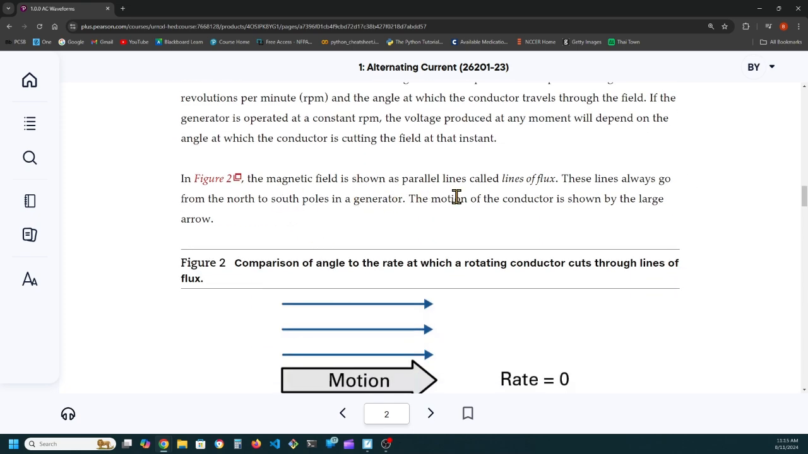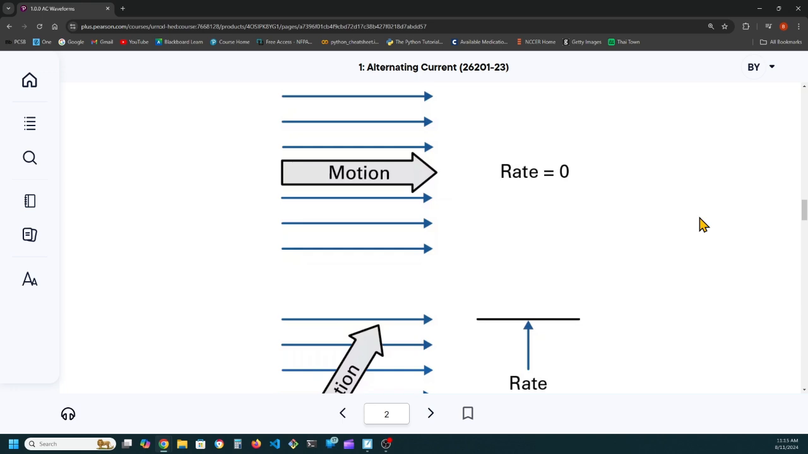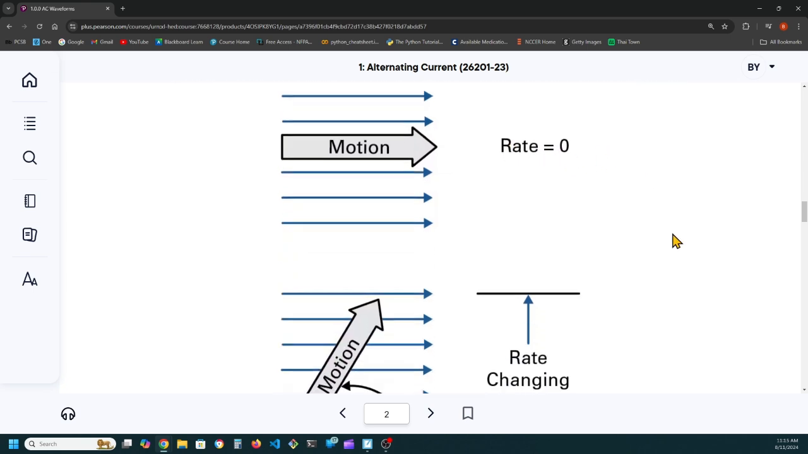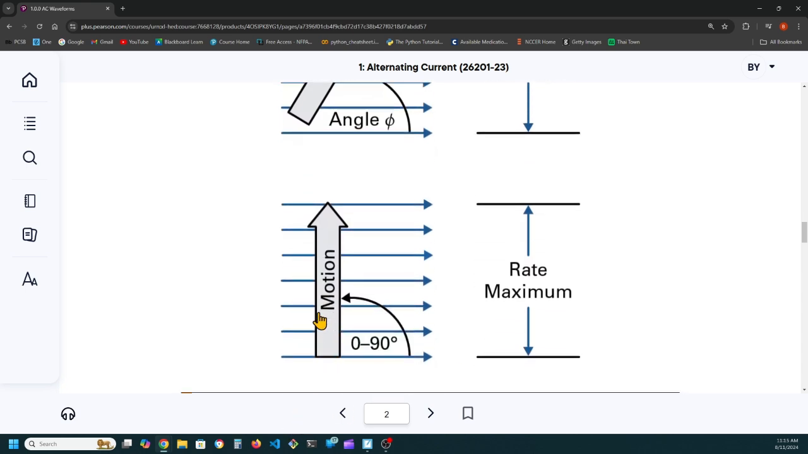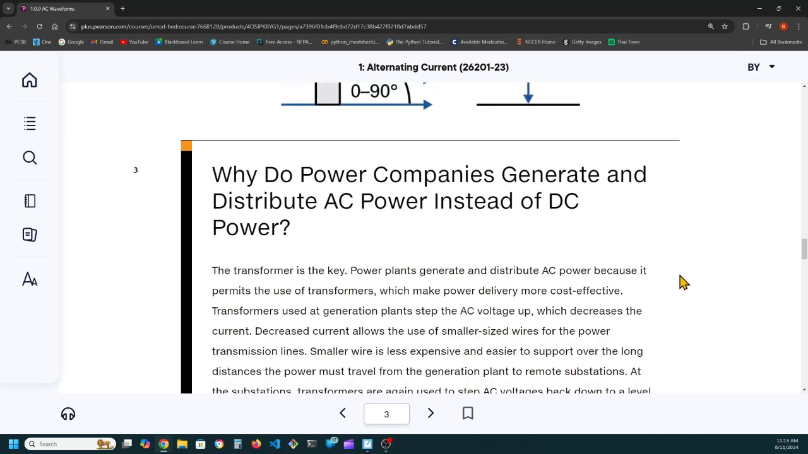In figure 2, the magnetic field is shown as parallel lines called lines of flux. These lines always go from north to south in a generator. The motion of the conductor is shown by the large arrow. So they're saying that when this conductor is moving parallel to the lines of flux, you're getting no generated voltage. And then when we're moving 45 degrees, we're getting 0.7071. And when we're going perpendicular, at 90 degrees, we're getting the maximum amount of lines of flux cut.